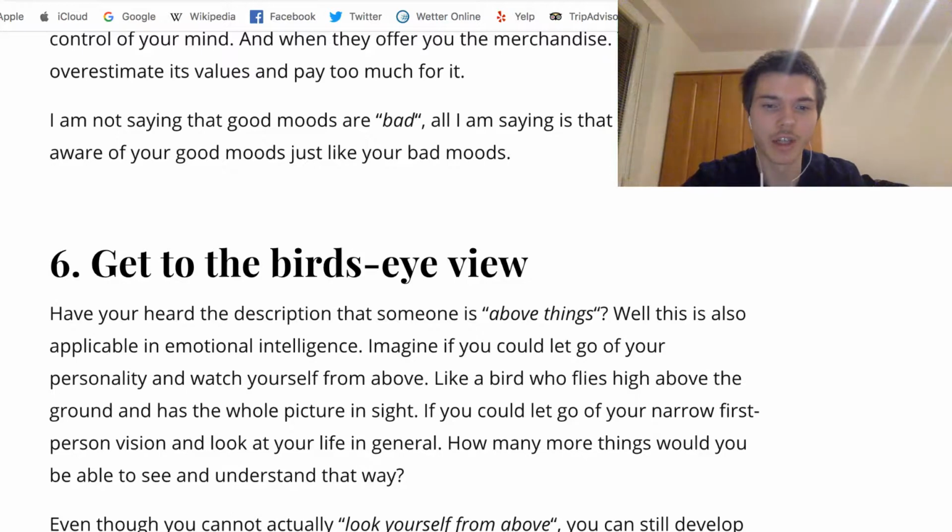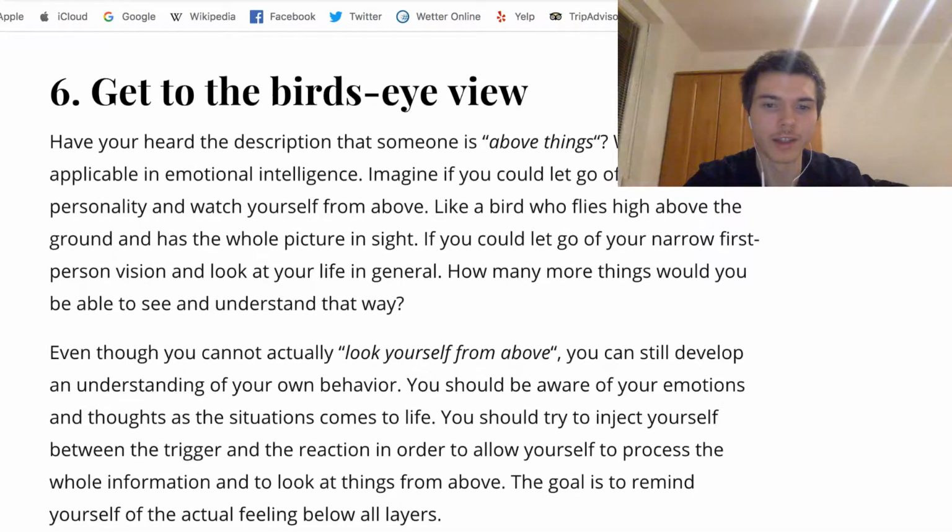Even though you cannot actually look at yourself from above, you can still develop an understanding of your own behavior. You should be aware of your emotions and thoughts as the situation comes to life. You should try to inject yourself between the trigger and the reaction in order to allow yourself to process the whole information and to look at things from above. The goal is to remind yourself of the actual feeling below all layers.